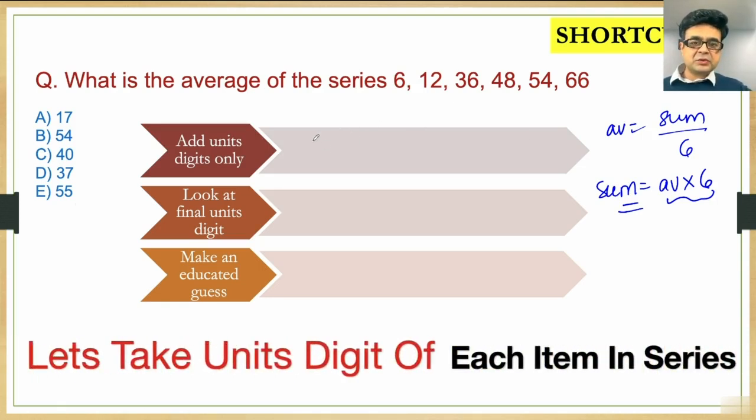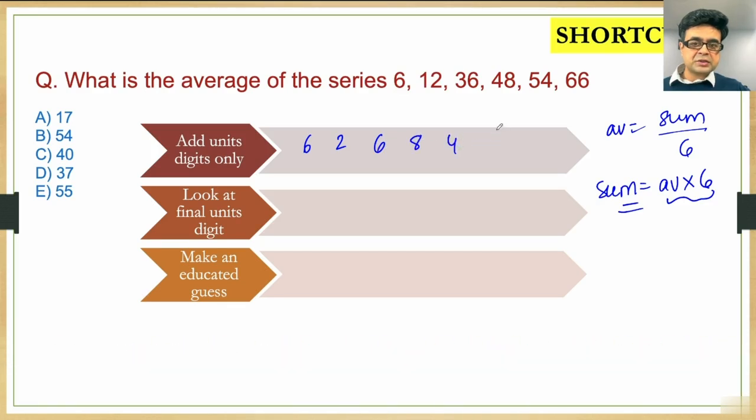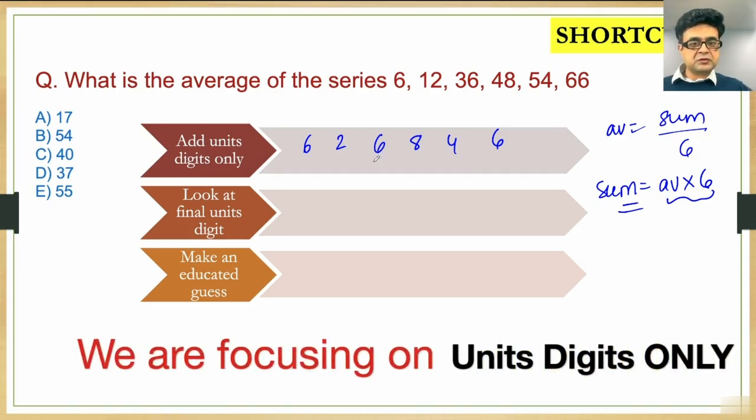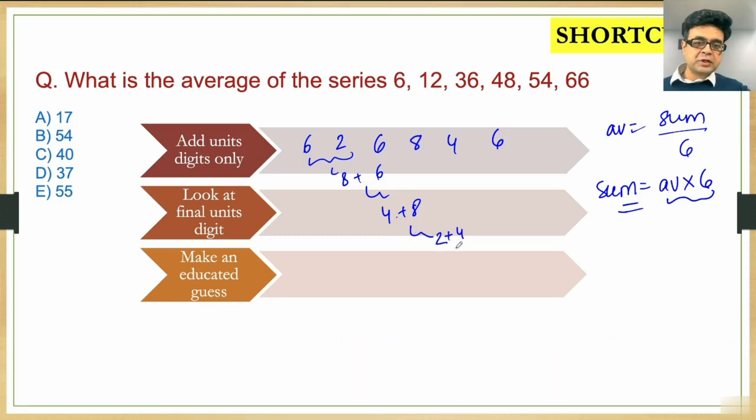So let's take the units digit only, 6, 2, 6, 8, 4, 6, and let's add them up. So 6 plus 2 is 8, 8 plus 6 is 14, where the units digit is 4. 4 plus 8 is 12, right? So the units digit is 2. 2 plus 4 is 6. Units digit is 6. 6 plus 6 is 12. So units digit is 2 again. So my sum would have a final units digit of 2.